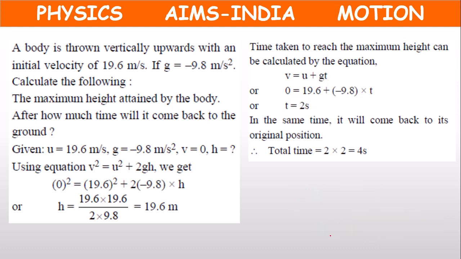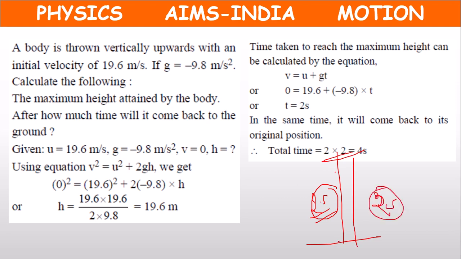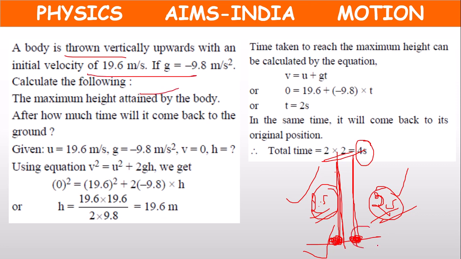But any body which is projected upwards, for traveling maximum height, if it takes 2 seconds, for coming to the ground also it will take the same time. Any body, for going up how much time it will take, for coming down also it will take the same time. Means for going up 2 seconds, for coming down 2 seconds. Means from the moment we have thrown the body up to the moment it has reached the earth, it will take a total time of 2 seconds plus 2 seconds, 4 seconds. So a body thrown upwards in these conditions, after 4 seconds it will reach the ground.